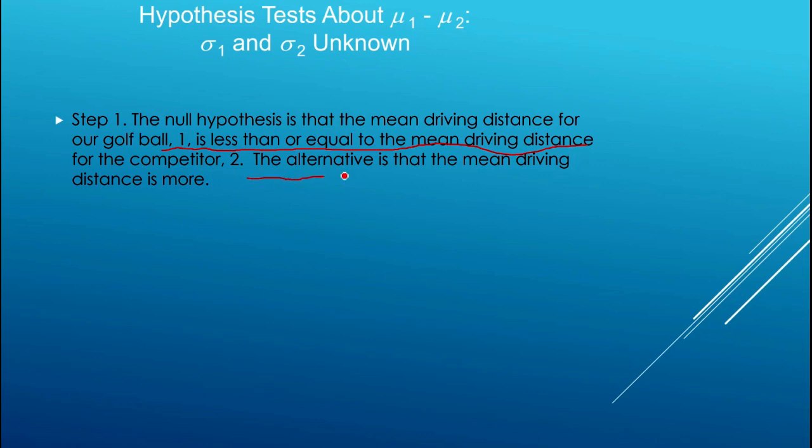And then the alternative will be that we actually have a superior golf ball, and we're going to have to really get a lot of sample evidence in order to make our claim. So again, our desired research result shows up here as the alternative hypothesis.